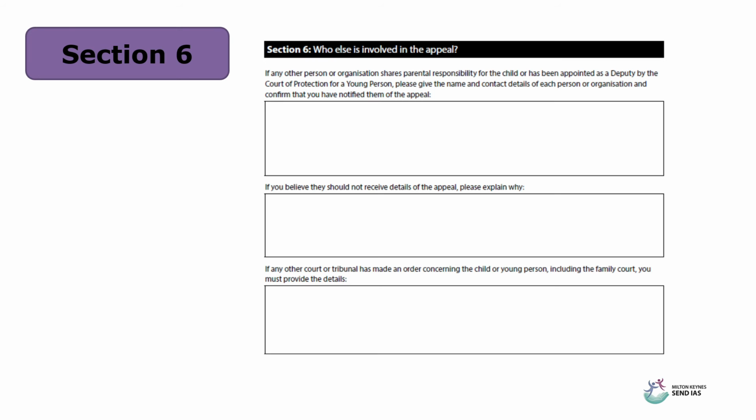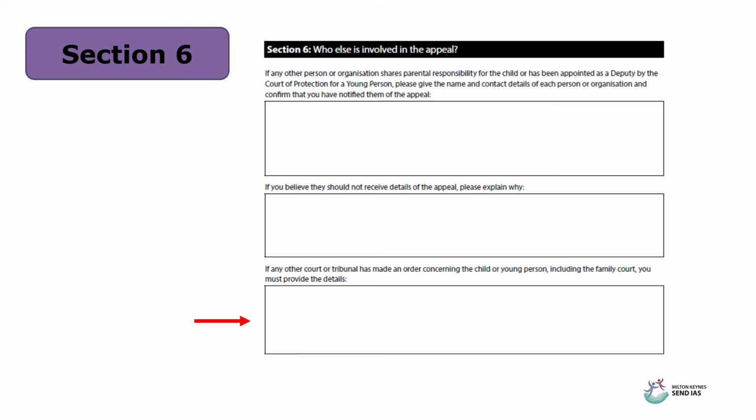Section 6 is about any other people involved in the appeal who have not been listed in Section 5. This could be any other person or organisation who shares parental responsibility for the child, or someone appointed as deputy by the Court of Protection for a young person. Their name and details should be put into the first box. If you believe that this person should not receive details of the appeal, you can explain why in the next box.